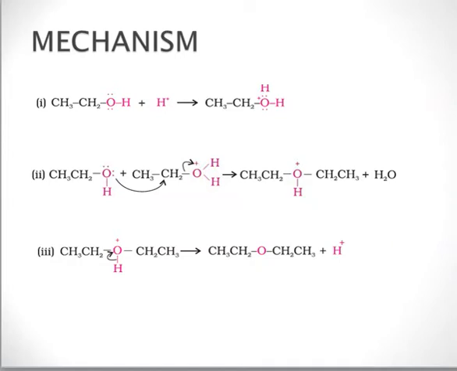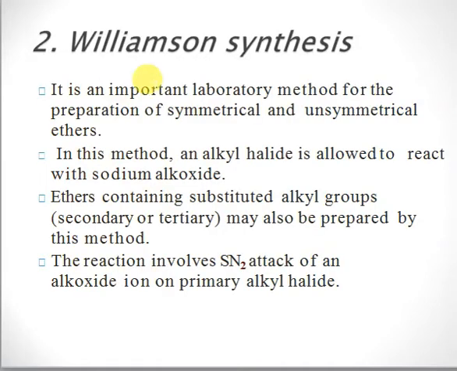Just keep in mind that when you have to synthesize ether from these alcohols, your alcohols should be primary, temperature conditions should be low, and the mechanism is SN2. However, when we use secondary or tertiary alcohols at high temperature, we get the alkene, not the ether. The second method for formation of ethers is Williamson synthesis.